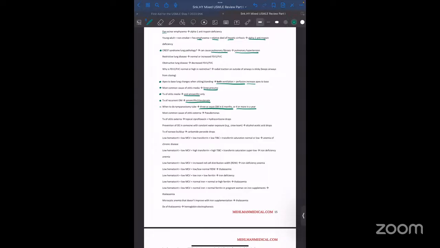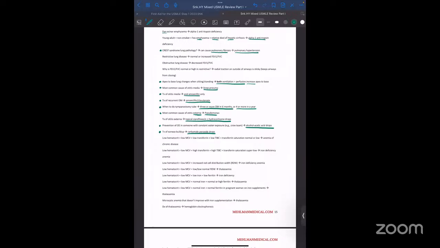Most common cause of otitis externa is Pseudomonas. Pseudo people keep them outside, external. Treatment of otitis externa, topical ciprofloxacin plus hydrocortisone drops. Prevention of OE in someone with constant water exposure, like a crew team or a swimmer: alcohol acetic acid drops. This was an MBA question. Treatment of ear wax buildup, carbamide peroxide drops.